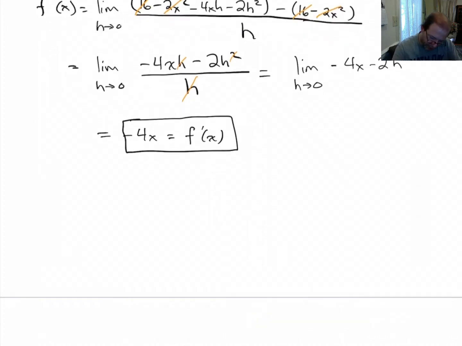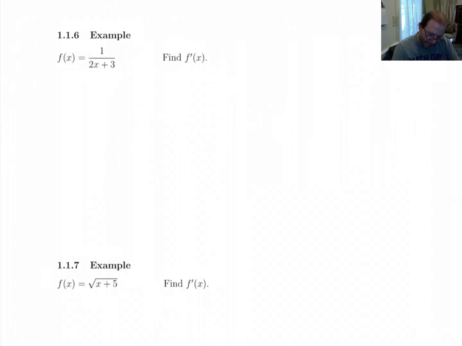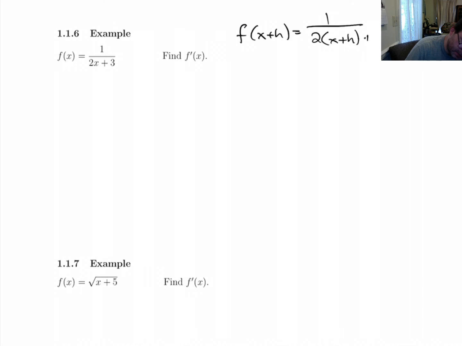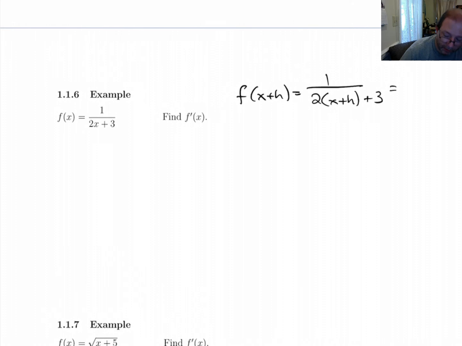Let's look at two more on this video. Okay, this one. f of x is 1 over 2x plus 3. All right, so for this one, f prime of x, I'm sorry, not f prime of x. I'm getting ahead of myself. f of x plus h is going to be 1 over 2 times x plus h plus 3. And I can write that out as 1 over 2x plus 2h plus 3.